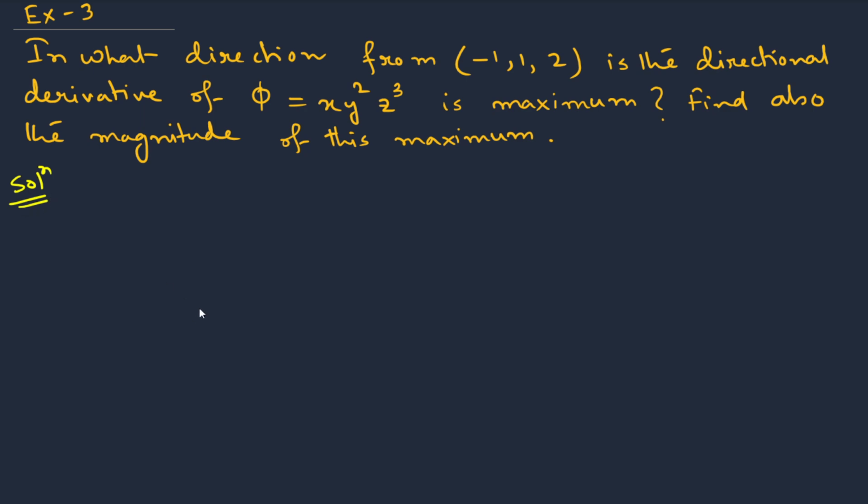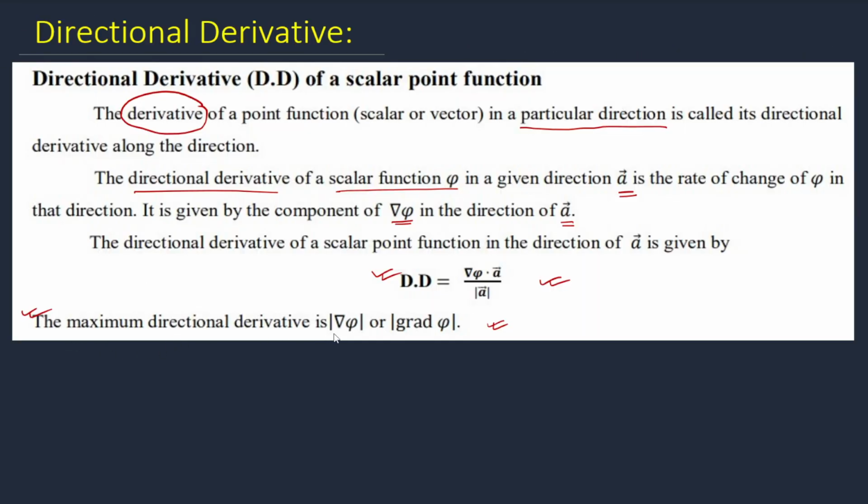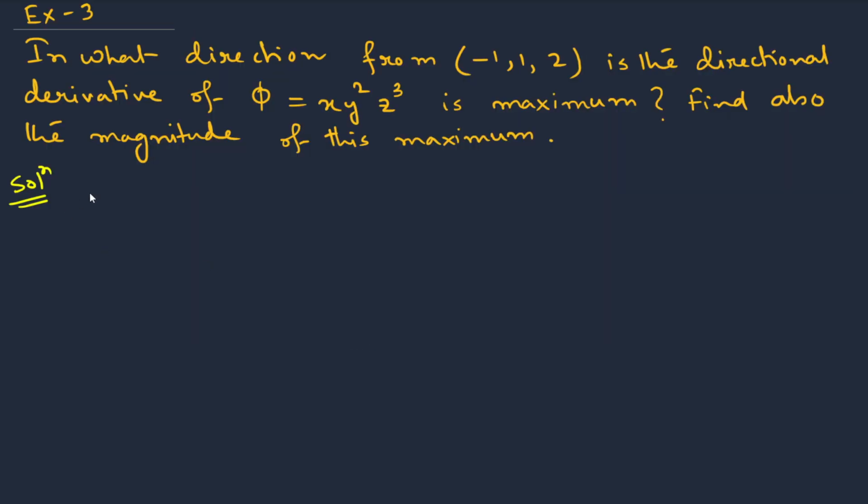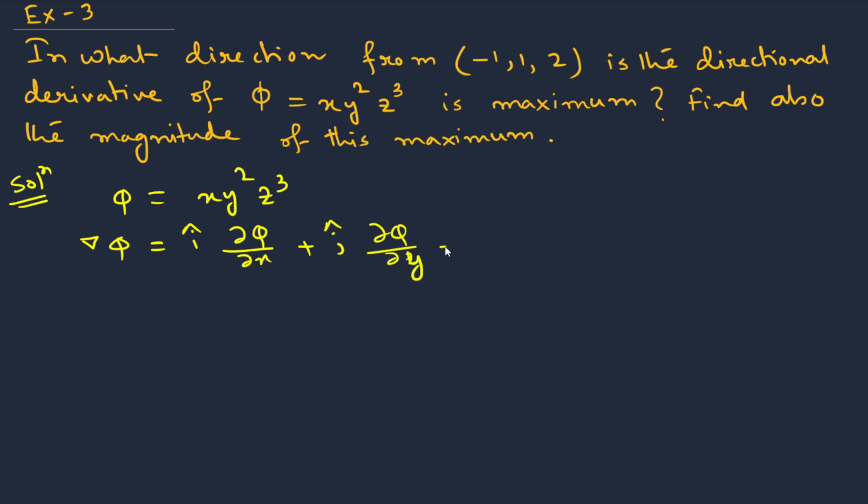Okay, now in what direction from the point 1 comma minus 1 comma 2 is the directional derivative of phi maximum? So this is a little bit different. So you remember, no, the maximum directional derivative is what? Magnitude of the gradient, nabla phi. So let us find it. So phi is how much here? Phi is x y square z cube. Then let us find gradient of phi. So gradient of phi is again i del phi by del x plus j del phi by del y, and then k del phi by del z.